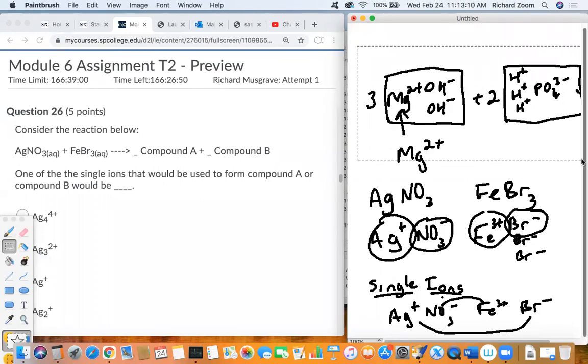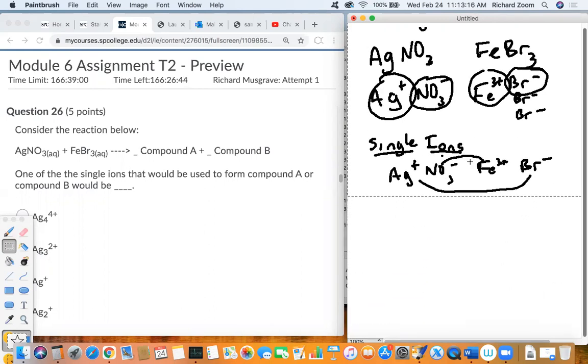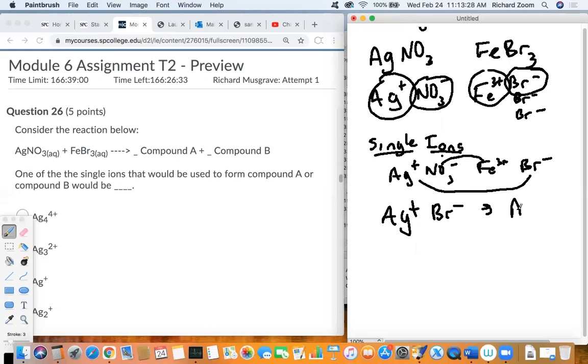Let me get rid of this up here. I'll move all this other stuff up. That means the compounds would be Ag+ and one Br- to give AgBr. And then you can see the importance of just taking one of them here. Then we've got Fe3+ and NO3-, and that compound would be Fe(NO3)3, because we need three NO3s to balance out the Fe3+. Anybody got any questions?